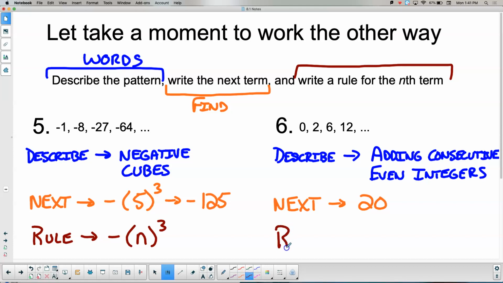If that's the case, what's the rule? N plus 2? If I try that with my first term, if I plug in 1 to your rule, 1 plus 2 is 3. My first term is not 3, so it fails on the first one. Because my rule has got to work for every single one of my terms.